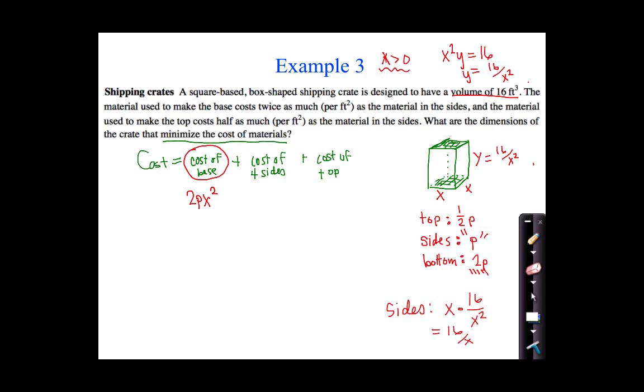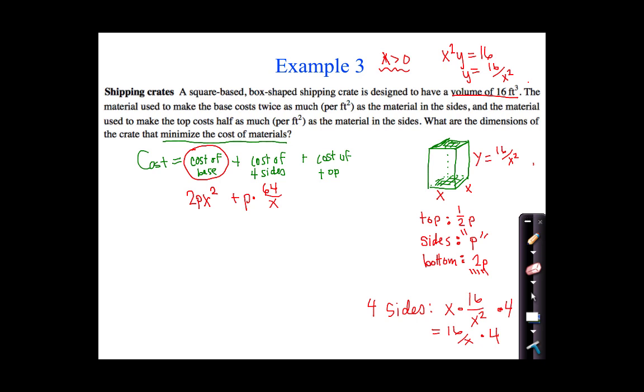If I want to know the cost for 4 sides that are each this big, it'd be 4 times this, times p. I'm just going to put the p in front. P times 64 over x. 4 of these. So 4 sides would be that times 4. Take it over 1, makes 64 over x.